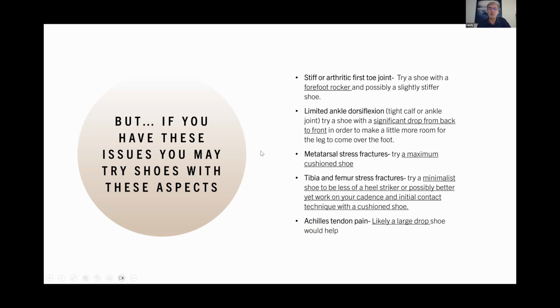If you have a limited ankle dorsiflexion and you can't get it back from old ankle injuries or just a really tight calf, you can try a shoe with a higher heel and a lower forefront. We call that a heel drop, or a significant drop from back to front. And that'll put you in a little bit more of a plantar flex position, which gives you more room for the leg to come over the foot. If it's a zero drop shoe, then you're already in neutral, and then when your body comes over, you're dorsiflexing more. Compared if you're jacked up on the heel a little bit, you'll have a little bit more room to come over that foot.